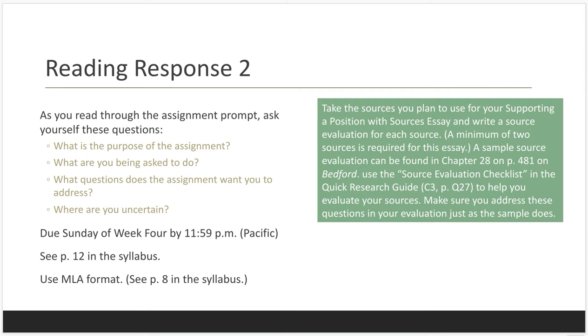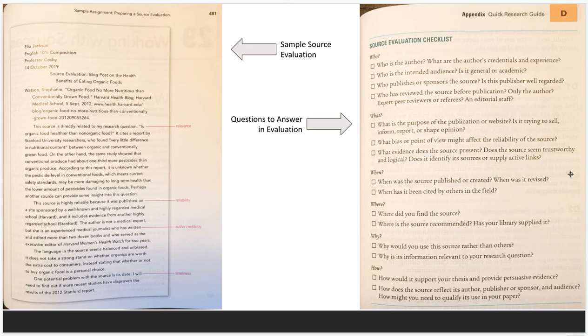And there's two places in the textbook that will help you with this and that are very important for doing well on the assignment. One is to look at the sample on page 481 in chapter 28. So I want you to see how in this sample they use their MLA header, they have a title, and then they put the full and complete works cited citation right at the beginning. Then in the remaining paragraphs that you see here, they're evaluating the credibility of their source. Here they have the relevance of the source, the reliability of it, author credibility, timeliness, etc.